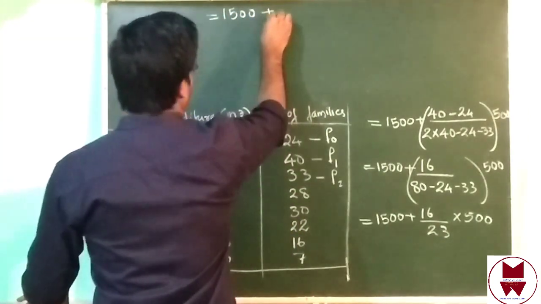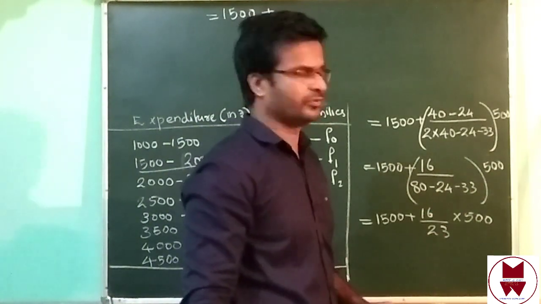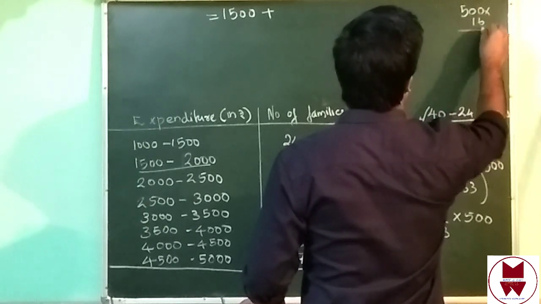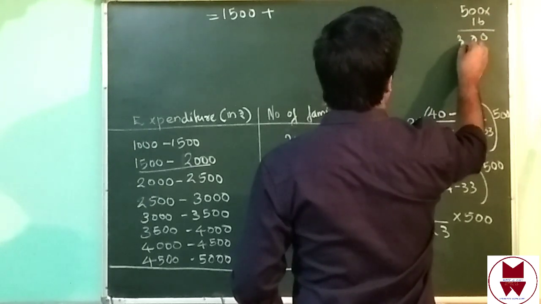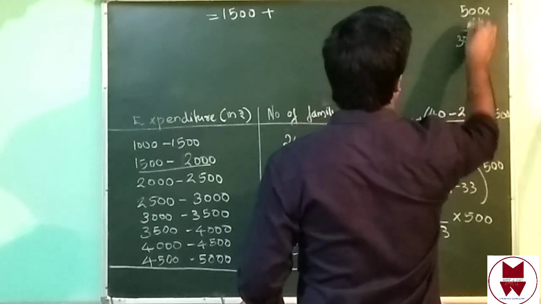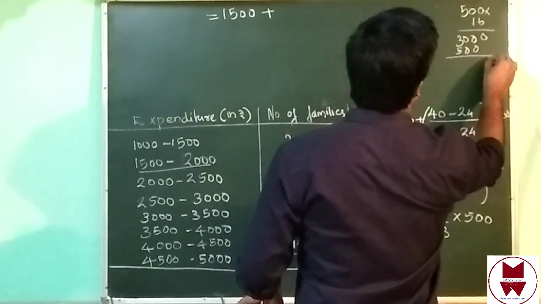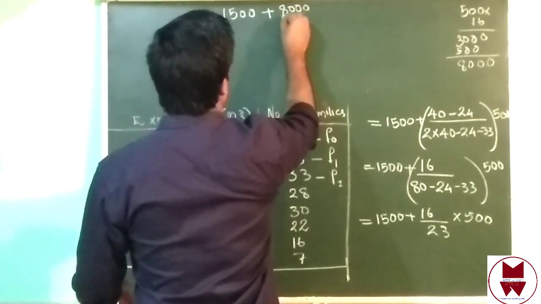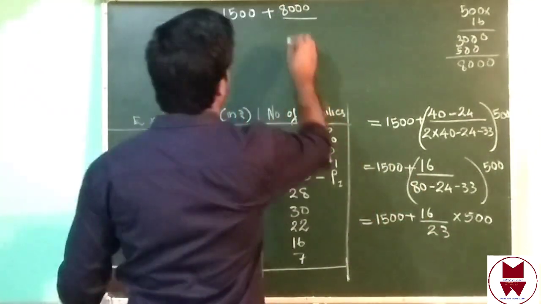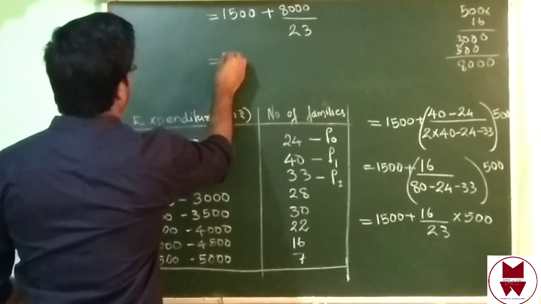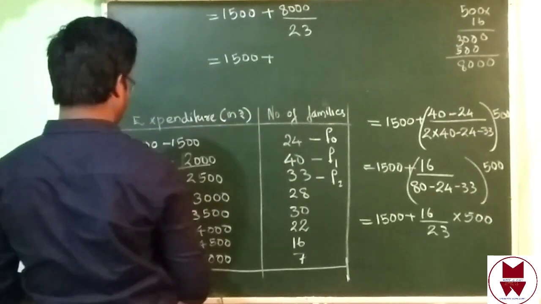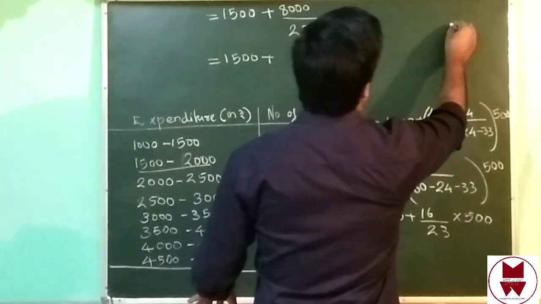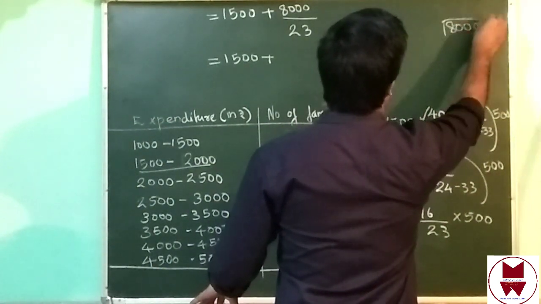1,500 plus 16 into 500. 500 into 16, we'll get 8,000, all divided by 23. 1,500 plus 8,000 divided by 23, you can do now. 8,000 divided by 23.